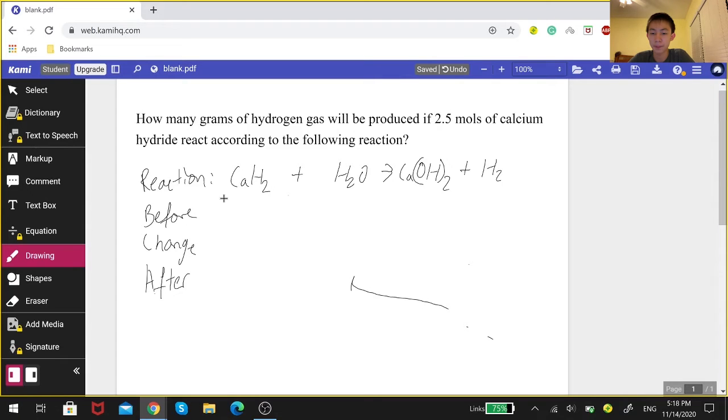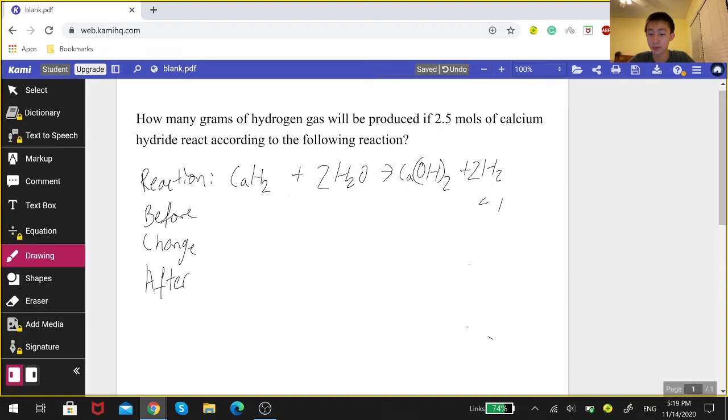1 Ca, 2O. This side has 2O while this side only has 1O. So we'll have a 2 over here. That makes a total of 6H over here while only 4H over here. So we're going to add another 2H. Now let's see.